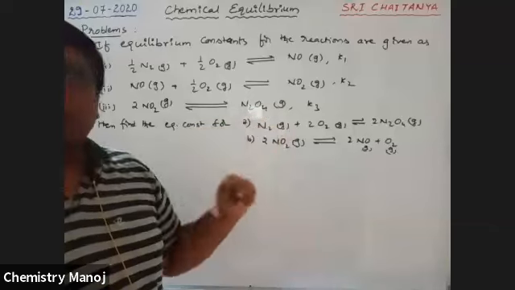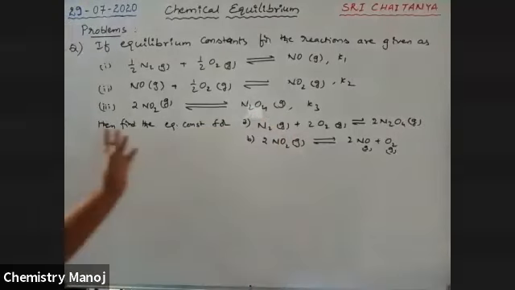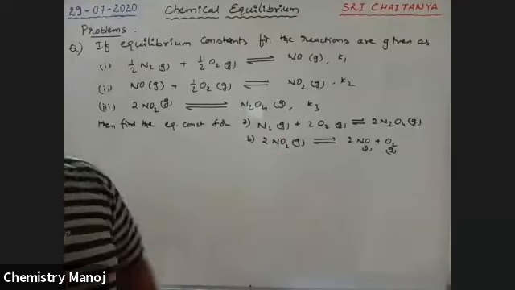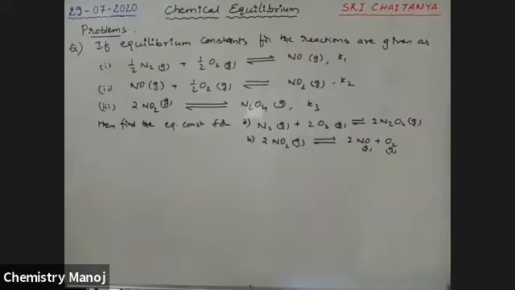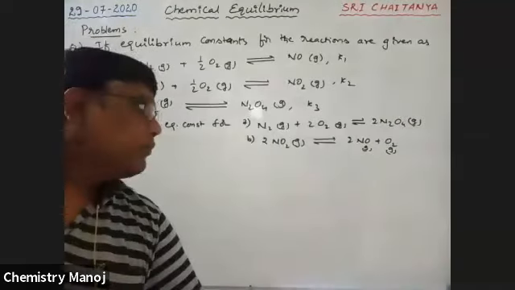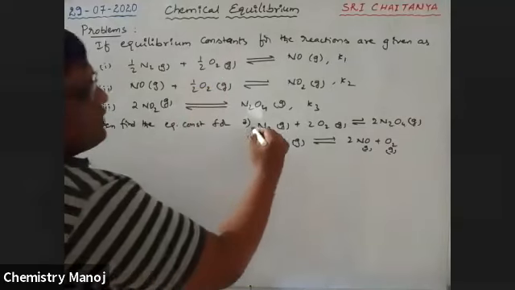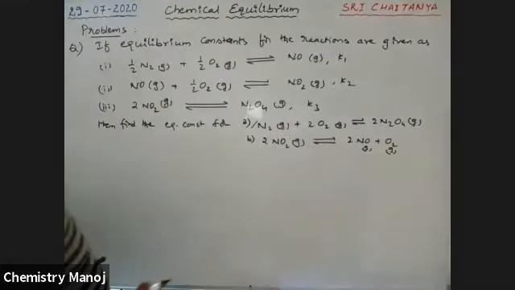If equilibrium constants for the reactions are given below, these are the reactions with equilibrium constants K1, K2, K3. We want to find the equilibrium constant for this reaction and this reaction. There are two problems, A and B. By using these three equations, you can obtain this equation.